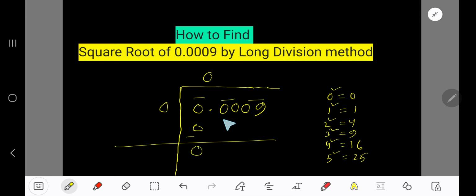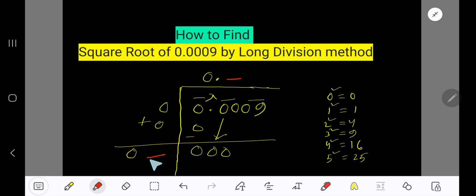Bring down the next pair. Before this pair there is a decimal. The decimal must come to the quotient directly. Since you have placed the digit 0 here, the same digit will come under this divisor and you need to add. 0 plus 0, 0. Now consider a digit here, and the same digit will come here.